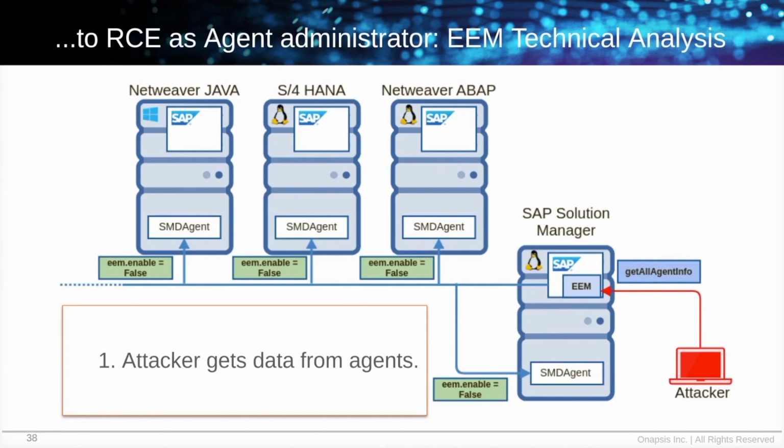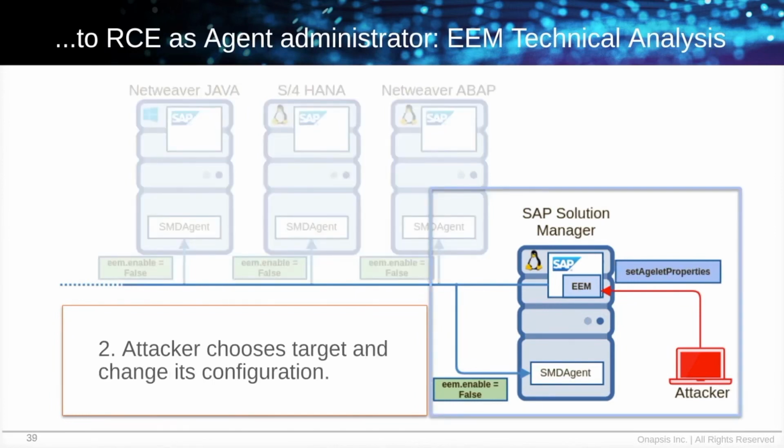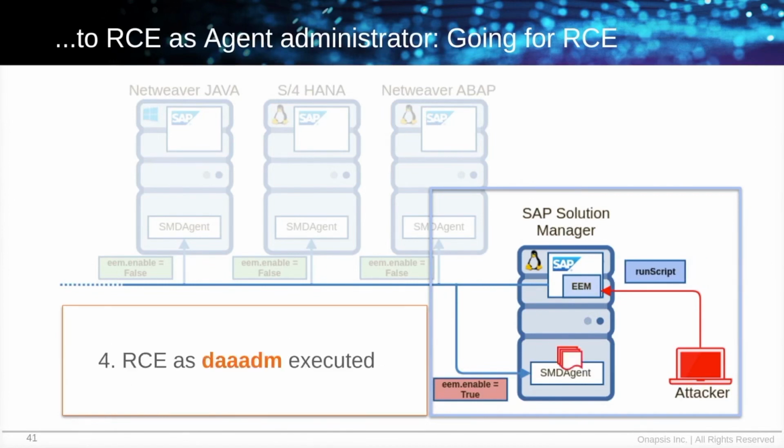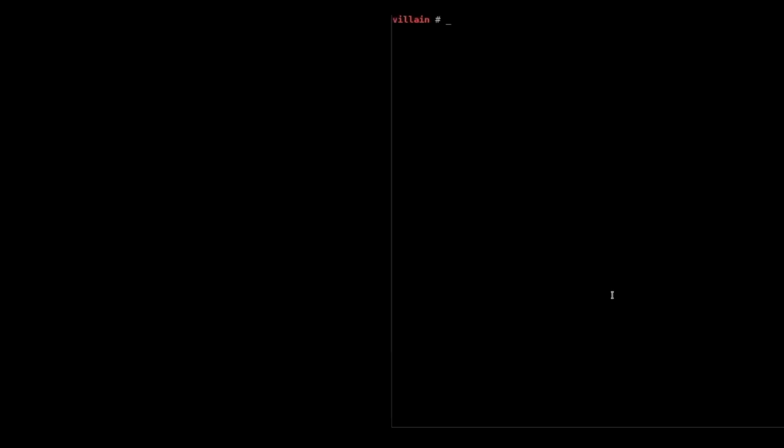So here we have quickly the 4 steps that the attacker may perform in order to achieve this attack. First of all, they gather all the information from the SMD agents, executing get all agent info. Then afterwards, they choose the target and modify the EEM enable property from false to true, basically turning off the EEM feature. Then afterwards, this attacker could upload a script which has a remote code execution embedded into it. And finally, the SMD agent will execute that code that was provided by the attacker.